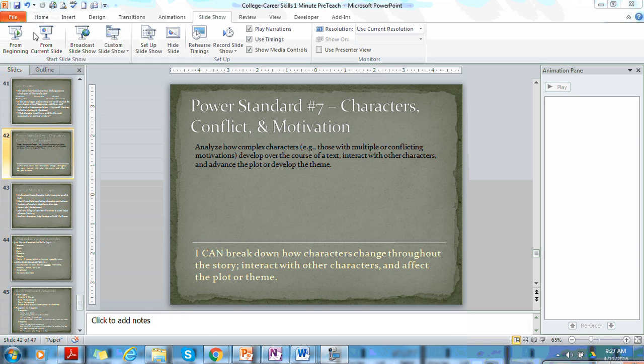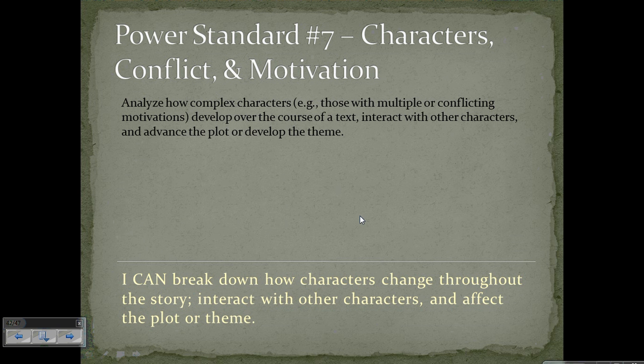Hello. Power standard number 7. Characters, conflict, and motivation. So this power standard is focusing on the following standard skill. How you analyze complex characters, which are those with multiple or conflicting motivations, how those characters develop over the course of a text, how they interact with other characters, and how they advance the plot or develop the theme. In other words, by the end of this power standard, you're going to be able to break down how characters change throughout the story, how characters interact with each other, and how characters affect the plot or the theme.